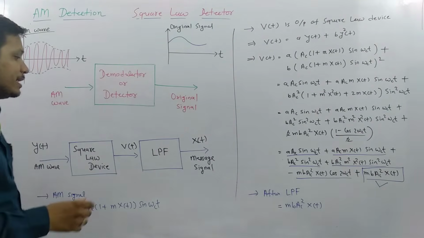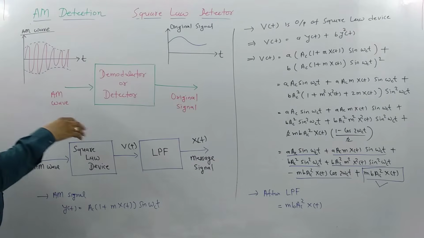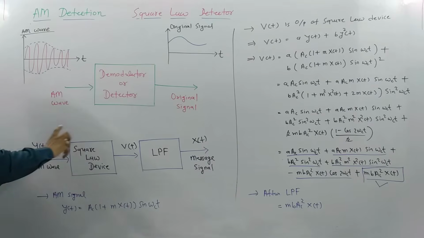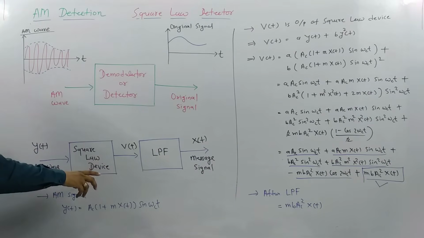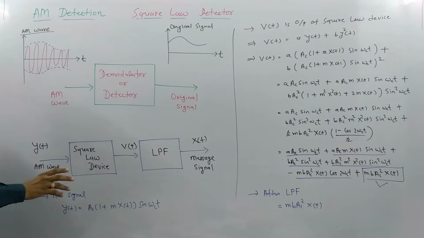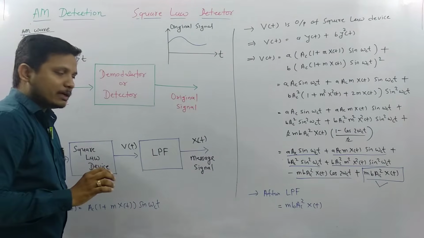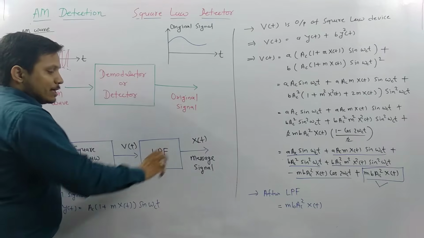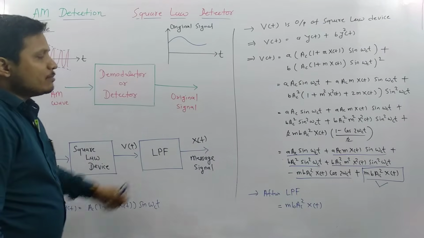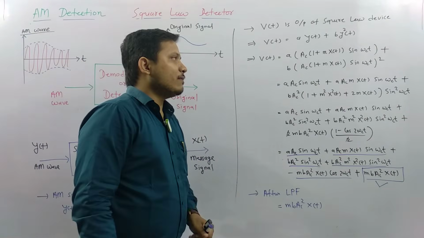Here one thing should be understood: we have the AM signal, we pass it through a square law device, you will have some output, and that output should be passed through a low pass filter, and that will result in the message signal. And this is the basic calculation regarding the square law device.